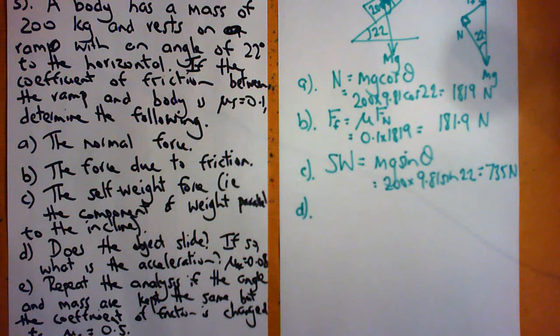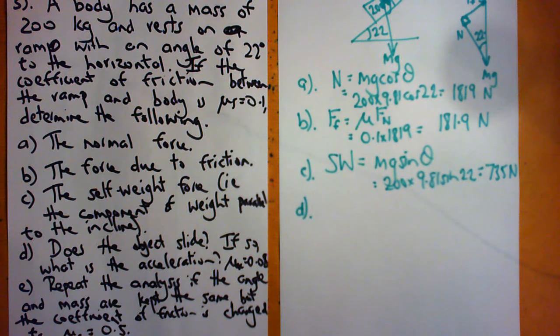If those are equal to each other, then it will be in equilibrium, and of course the force due to friction really is a maximum force. So if the self-weight is smaller, then friction can match the self-weight force. However, the frictional force can only go as high as 181.9 newtons, and if the self-weight force is larger than that, then we will no longer have equilibrium. Then the self-weight force will be larger and the object would slide.